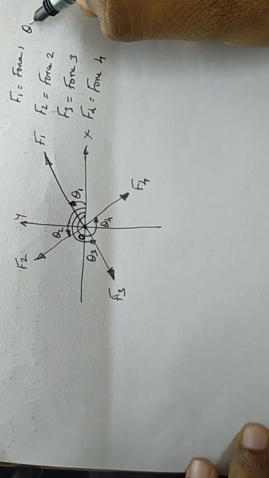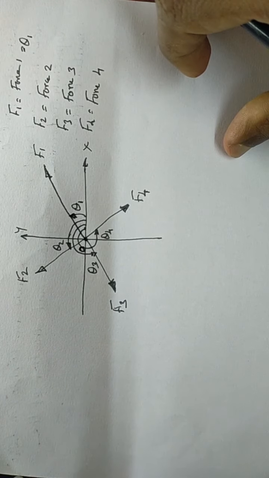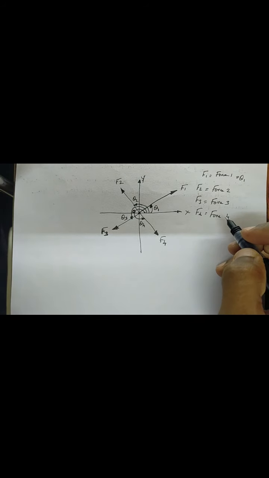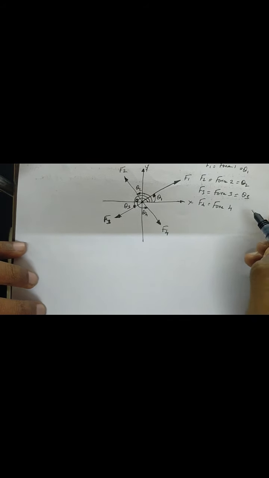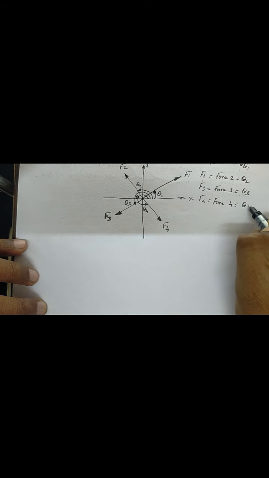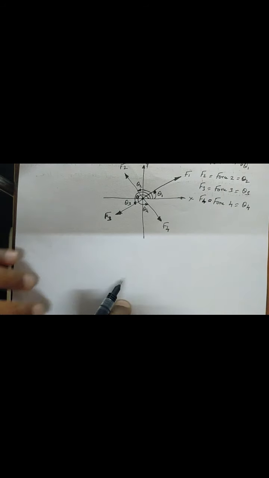Here theta 1 is the corresponding angle of force 1, theta 2 is the corresponding angle of force 2, theta 3 is the corresponding angle of force 3, and theta 4 is the corresponding angle of force 4. Okay, how can we find the resultant force as well as its direction? It is very simple.